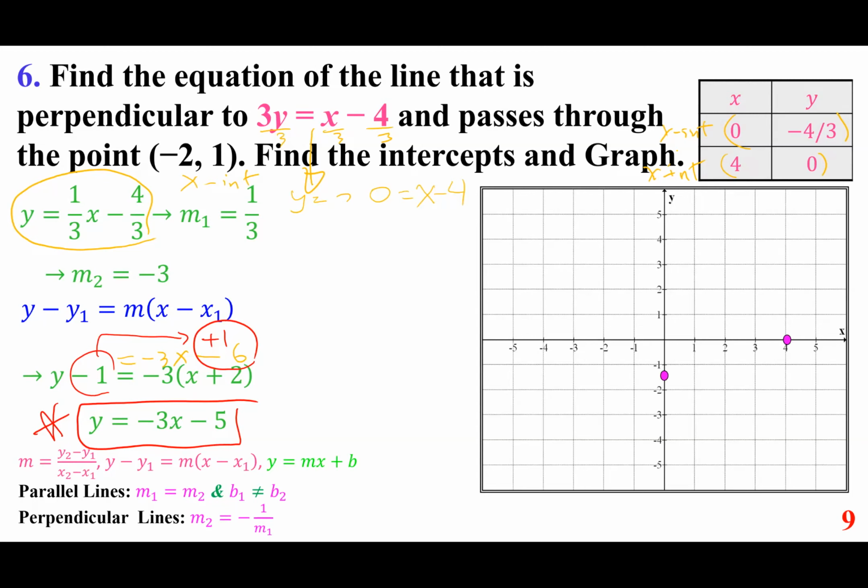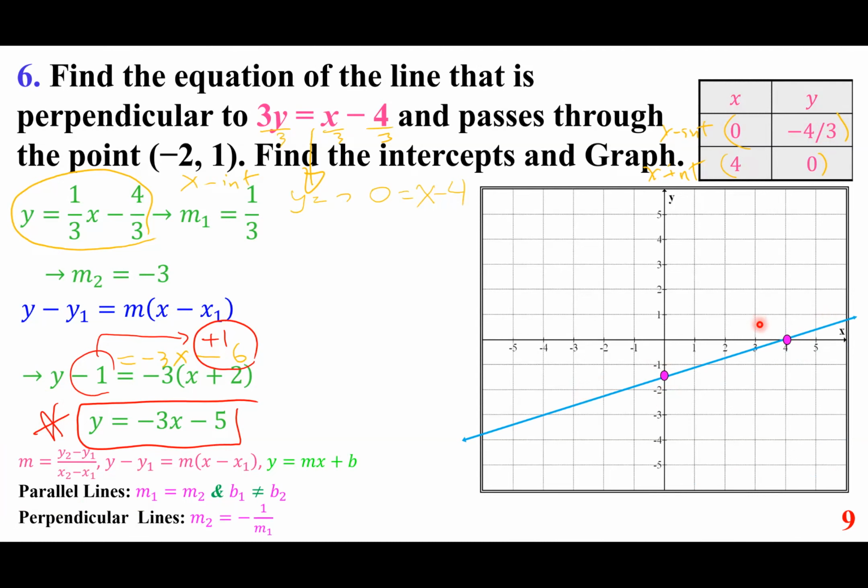So 0, minus 4/3. Minus 4/3 means minus 1 and 1/3. So between negative 1 and negative 2, 1/3 of the way. 4 to the right, 0, and that's the line. So that's the original line, the given line.